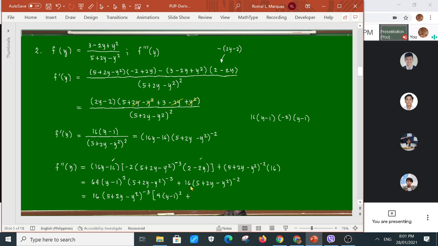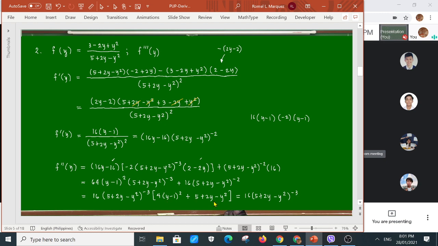What about the second group? Okay, I remove 16. Nothing left. I remove 5 plus 2y minus y squared quantity to the negative 3. How many are left? One. One (5 plus 2y minus y squared), because that's raised to 1, right? Plus negative 3, negative 2. Is that okay, guys? Is that okay, Gianpaolo? He's asleep. Oh, awake. Simplify further. Equals, what is this equal to, guys? 16 times (5 plus 2y minus y squared) raised to negative 3.